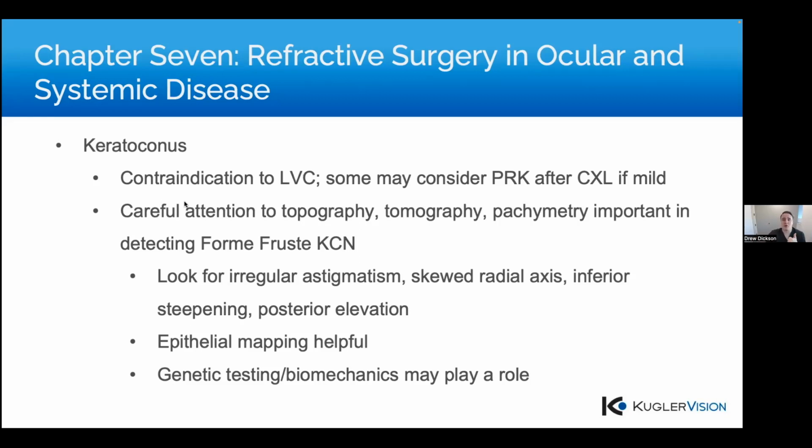Things that you need to look for are irregular astigmatism, skewed radial axes, inferior steepening or asymmetric steepening. You can actually have keratoconus, there's a subtype with superior steepening, and also looking for posterior elevation on your tomography. Epithelial mapping, as we looked at, is very helpful. There's also people who do corneal biomechanics to look at corneal hysteresis.